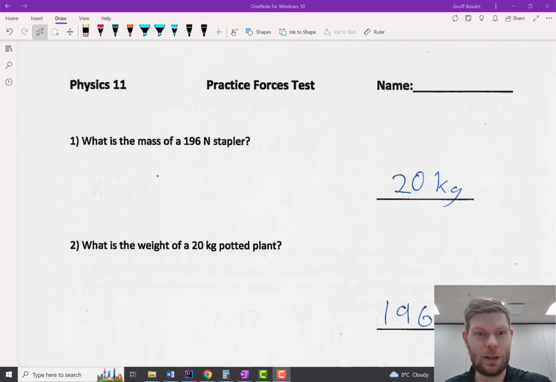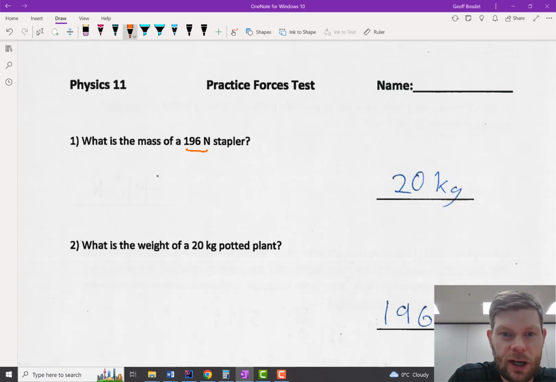Hello. Today I'm going to go over the practice forces test so you can master the actual one. First couple questions are basically warm-ups. Make sure you got the basics. Anytime I refer to an object in terms of its newtons, I'm referring to its weight or force of gravity.